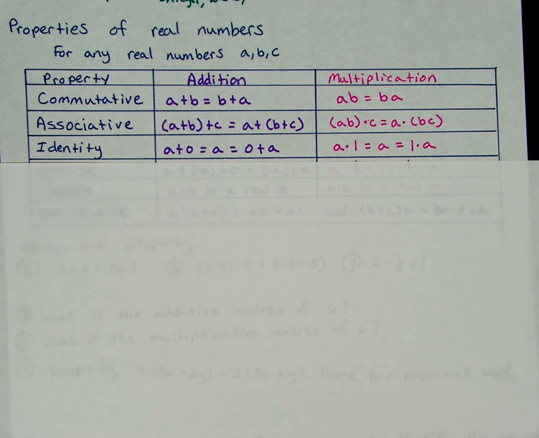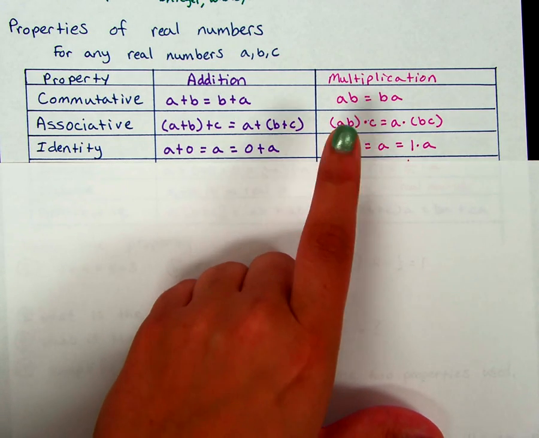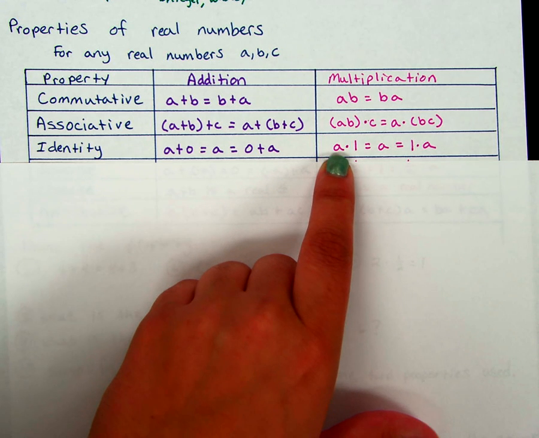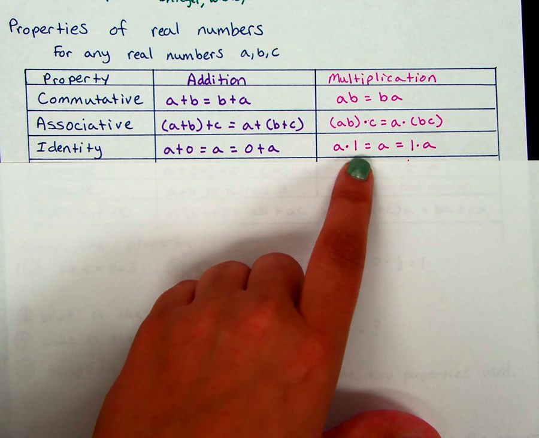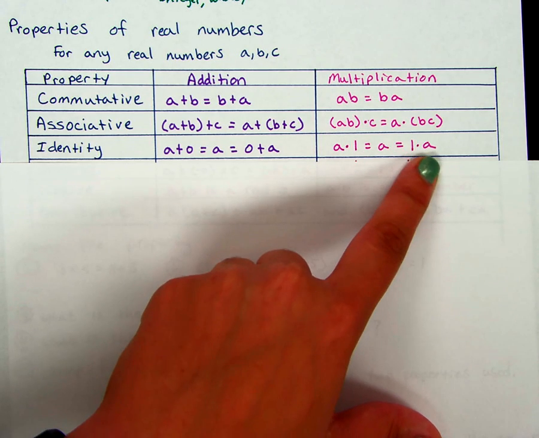Now for multiplication, it's not 0, because if we take 0 times a number we get 0, and that's not what we started with. So for this one it is 1. So let's say that 3 is really my number here. So if I take 3 times 1, I'm going to get 3. And again, the order of our multiplication doesn't matter.